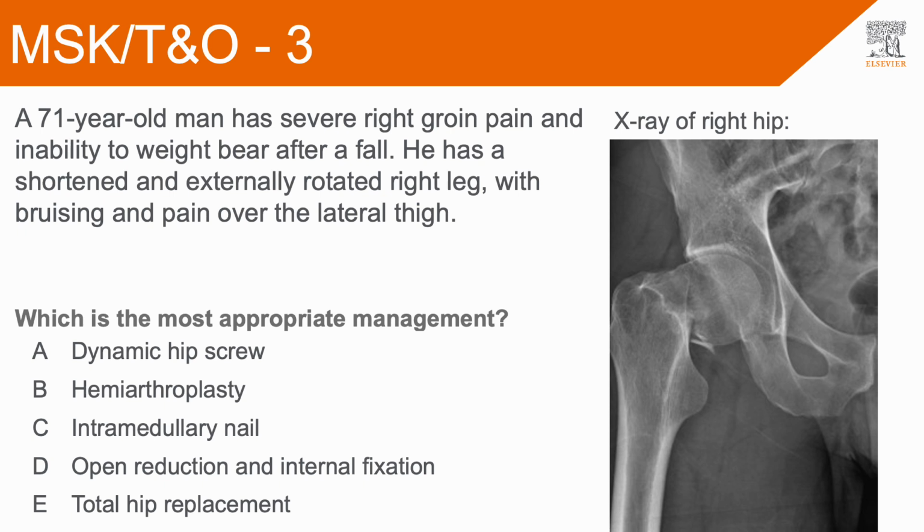A 71-year-old man has severe right groin pain and inability to weight bear after a fall. He has a shortened and externally rotated right leg with bruising and pain over the lateral thigh. An X-ray of the right hip is shown. Which is the most appropriate management? A. Dynamic hip screw. B. Hemiarthroplasty. C. Intramedullary nail. D. Open reduction and internal fixation. Or E. A total hip replacement. I'll just give you a few moments to think about the correct answer.